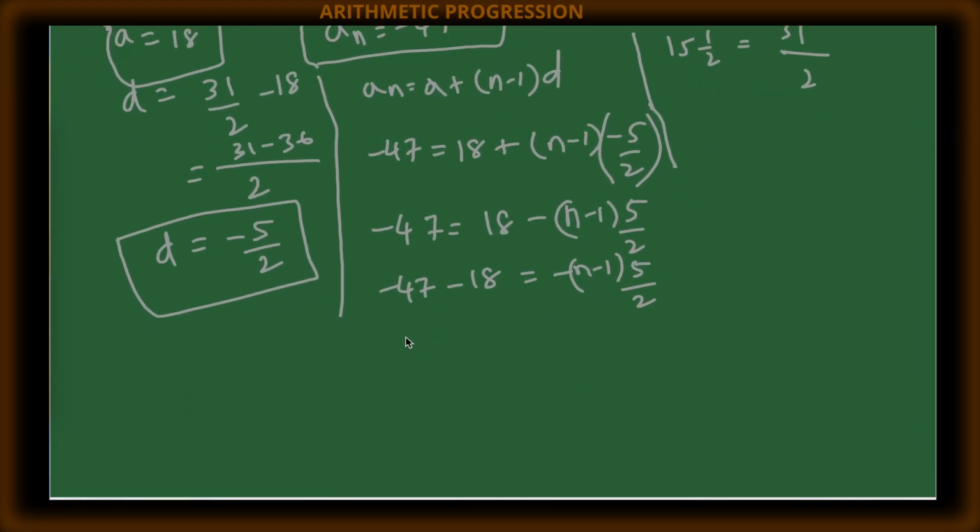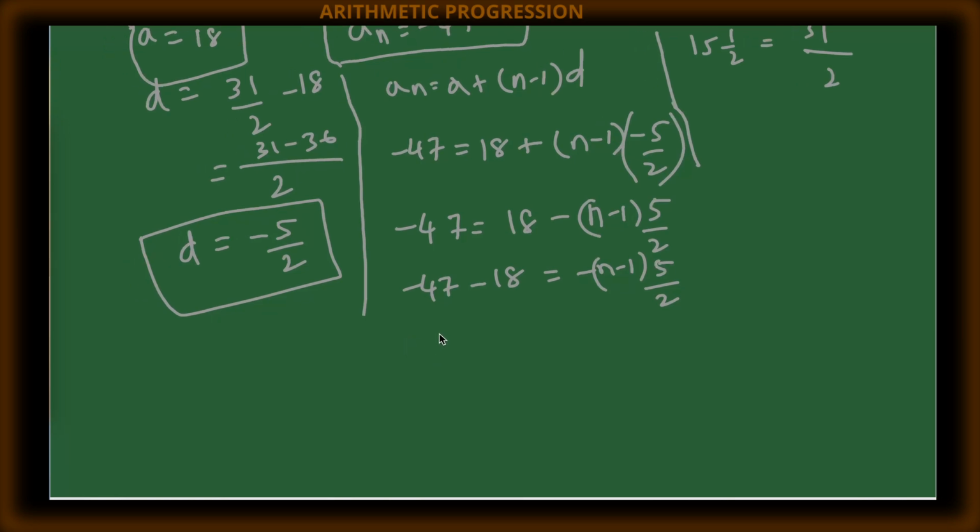Okay, so minus 47 minus 18 becomes minus 65. Okay, this is minus (n minus 1) into 5 divided by 2. Both the sides minus minus gets cancelled. So 65. Let's bring this here. 5, 12. When we bring it to the left side, it gets reversed. So it becomes 2 by 5 is equal to n minus 1.